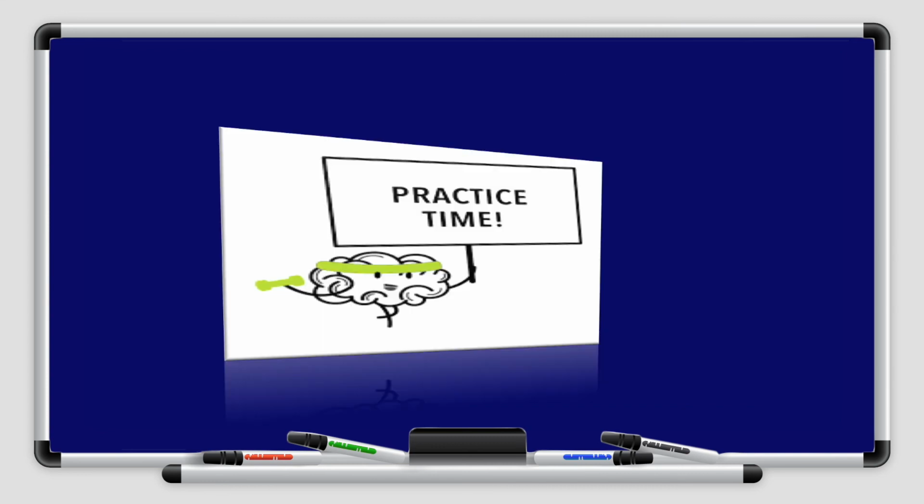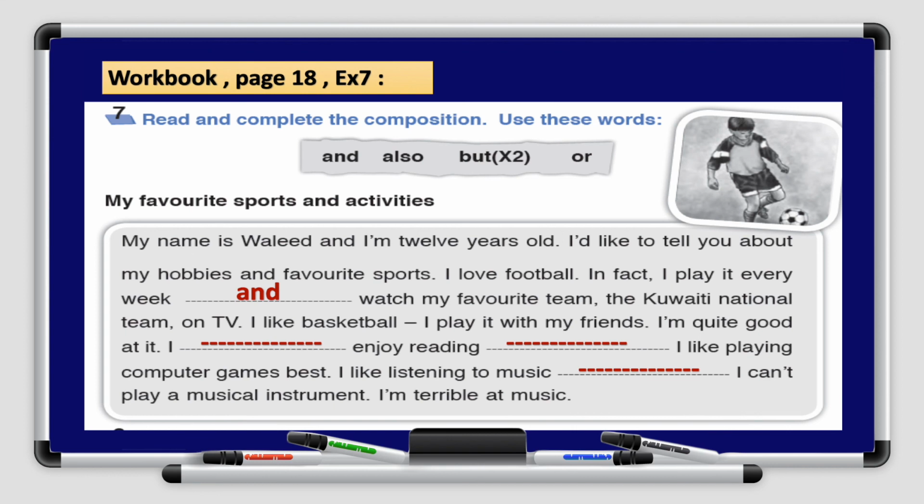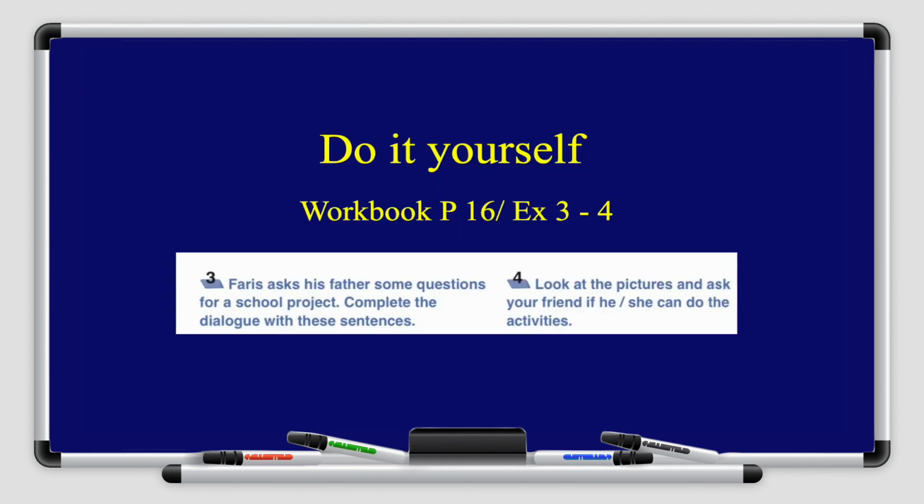And now it's practice time. Open your workbook, page 18, exercise 7. You have an exercise about conjunctions. Conjunctions are used to join sentences. Read it carefully and decide which word you will choose. And at the end, it's your turn to do it by yourself. In your workbook, page 16, you can do exercises 3 and 4.